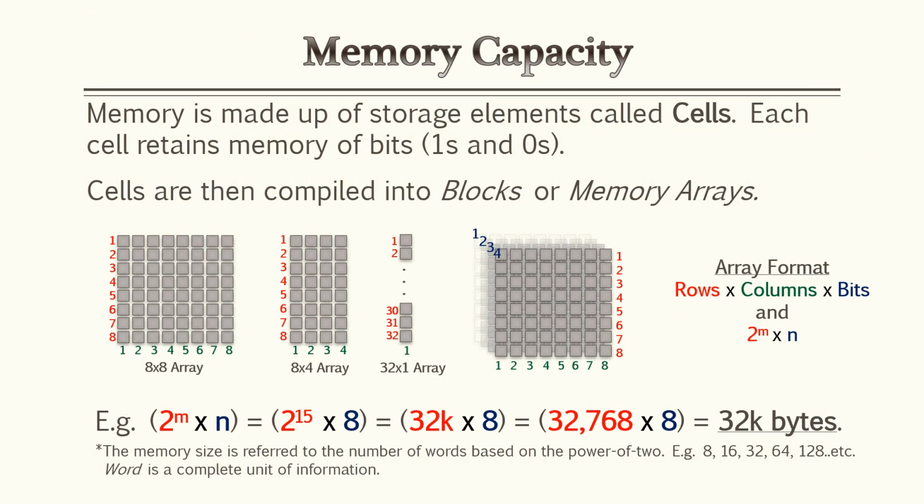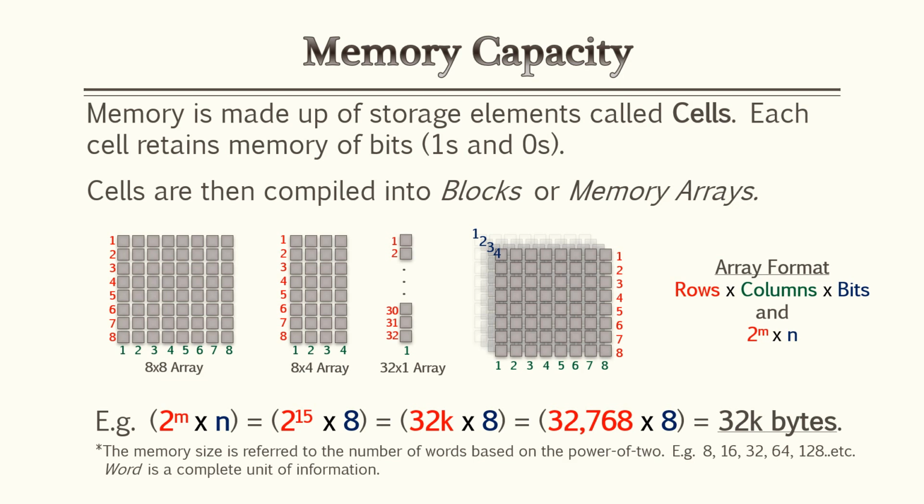Now that we're familiar with memory types, we can start going to memory capacity. Memory is made up of storage elements called cells. Each cell retains a memory of bits, in other words, your ones or your zeros. Your cells are then compiled into blocks or memory arrays. A little visual aid in front of you here, in the middle, we have 4 different arrays: an 8x8, 8x4, 32x1, and then a 3-dimensional one, which has 8 rows, 8 columns, and a 4-bit depth. That's going to lead you to the array format you may see in your textbooks.